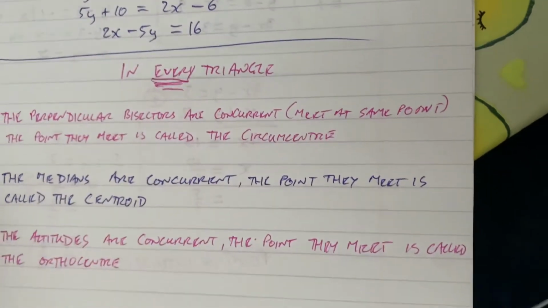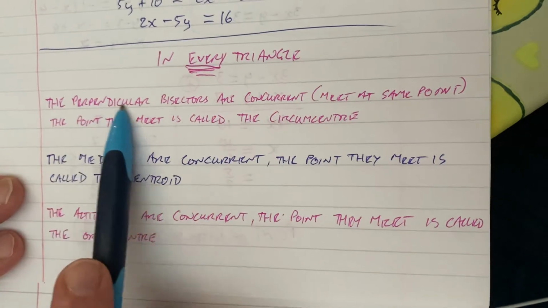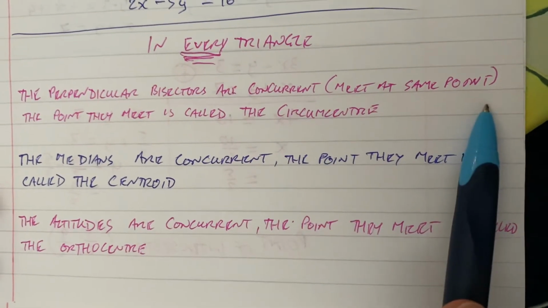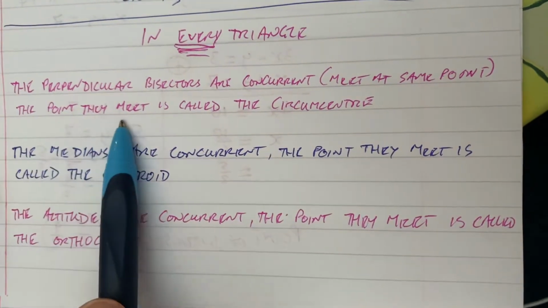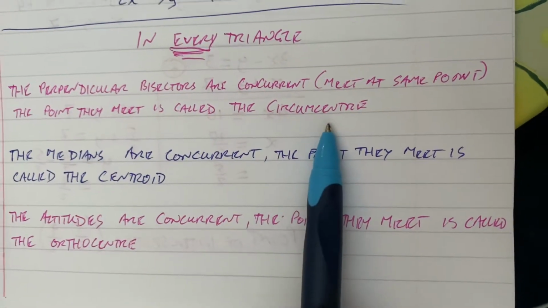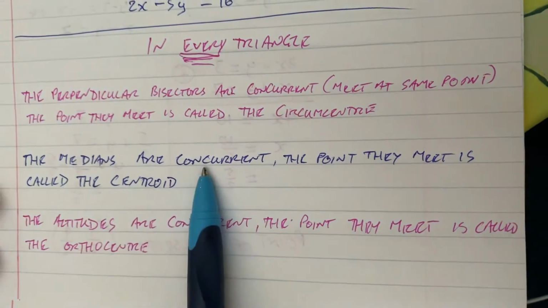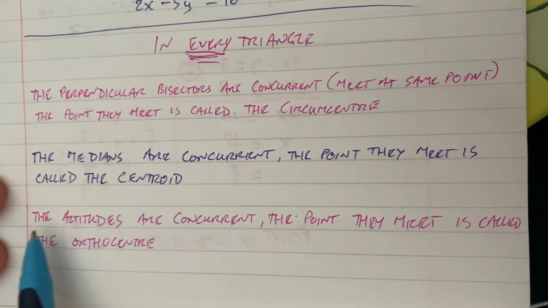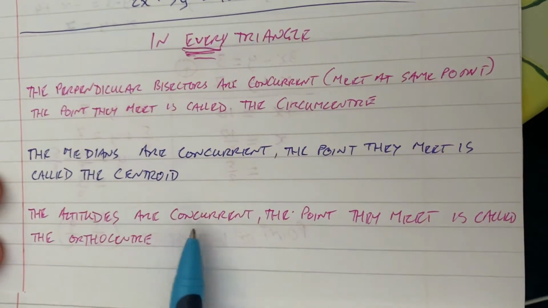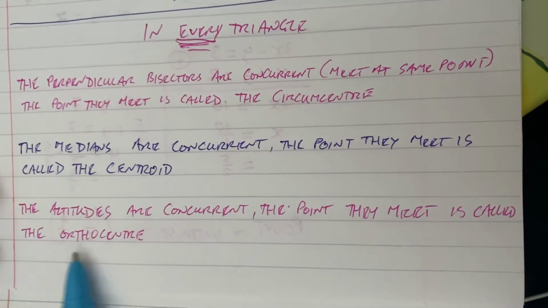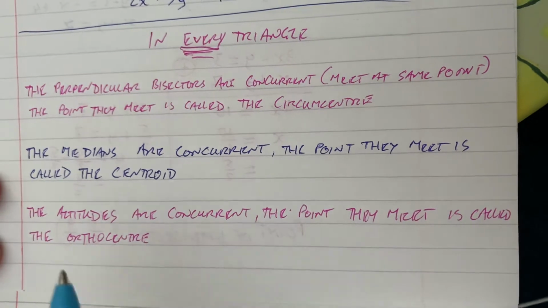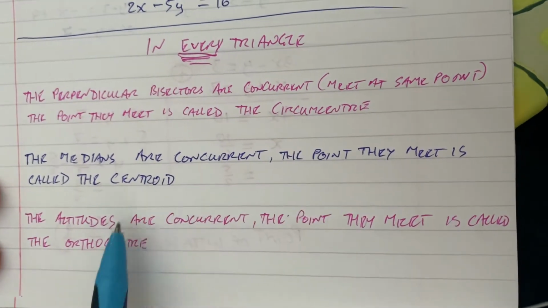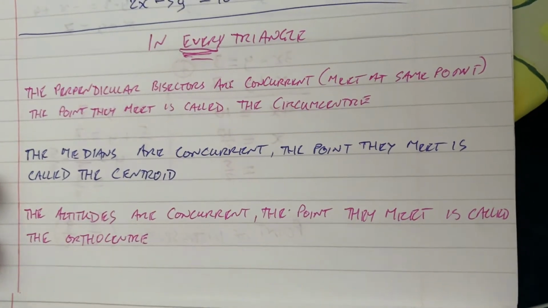Now for every triangle this is true. The perpendicular bisectors are concurrent. Concurrent means they meet at the same point. The point they meet at is called the circumcenter. The medians are also concurrent, and the point they meet at is called the centroid. And the altitudes are also concurrent. The point they meet at is called the orthocenter. And in an equilateral triangle, the circumcenter, centroid, and orthocenter are all the same point.